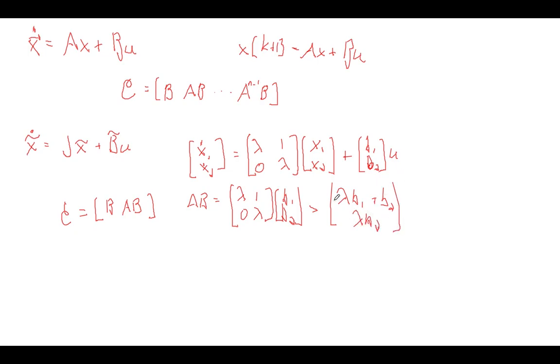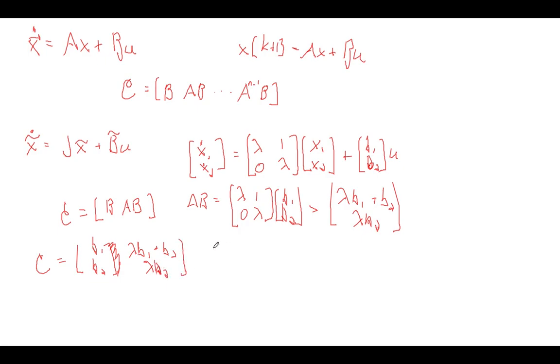And so now if I pack that into this controllability matrix, I will have my original B, B1 and B2. And then the next column is this one I just computed, lambda times B1 plus B2 and lambda B2.